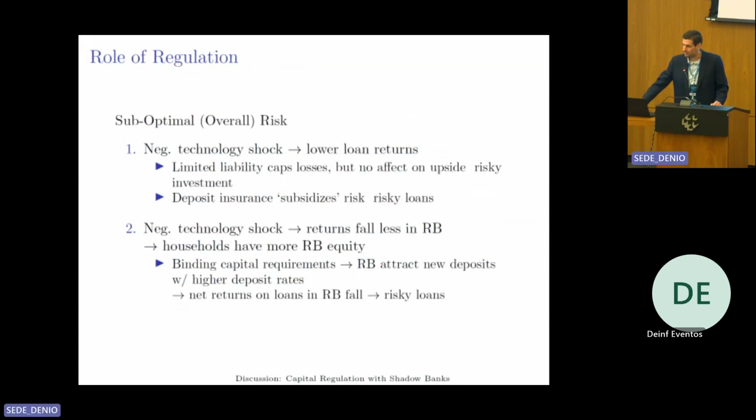You discussed pretty well this role of regulation. The idea here, thinking of a negative technology shock, is that these regulated banks do have incentives to have more risky loans, and this is where regulation can come in. You put that into the model and have this optimal within the model.